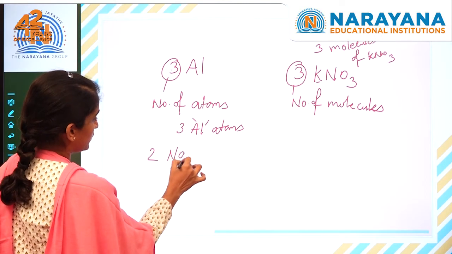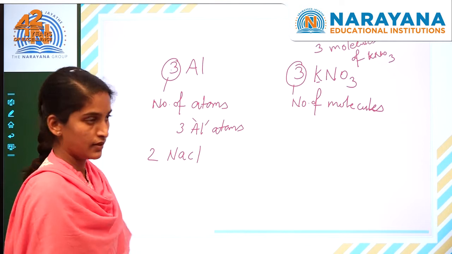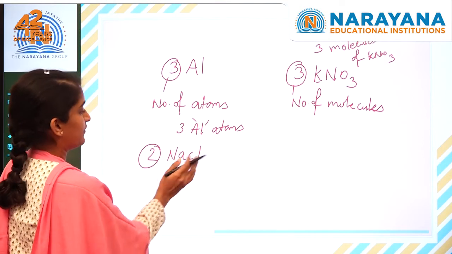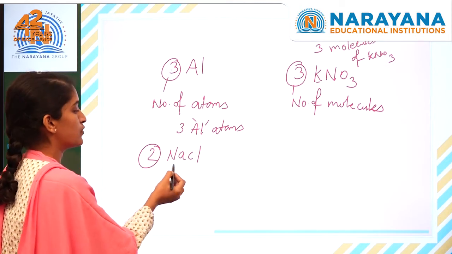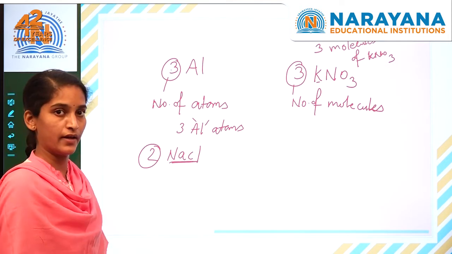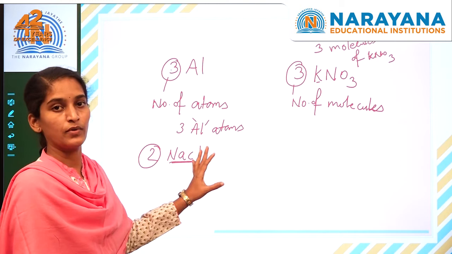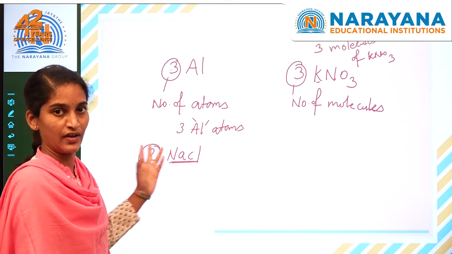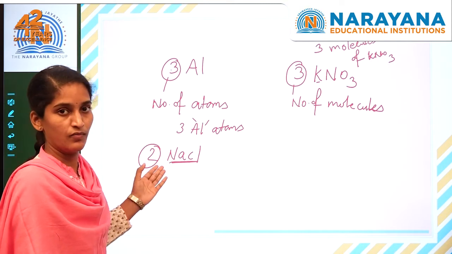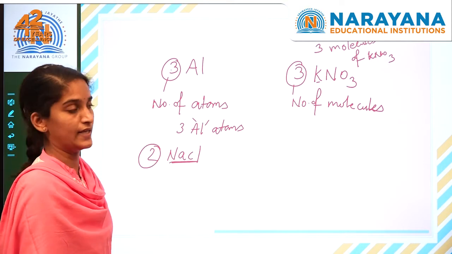Another example, 2NaCl. The numeral written to the left hand side of the chemical formula always tells us the number of molecules. Sodium chloride is a compound here. How many molecules of the sodium chloride compound are there? The numeral is 2. The numeral written to the left hand side indicates the number of molecules. So 2 molecules of NaCl.